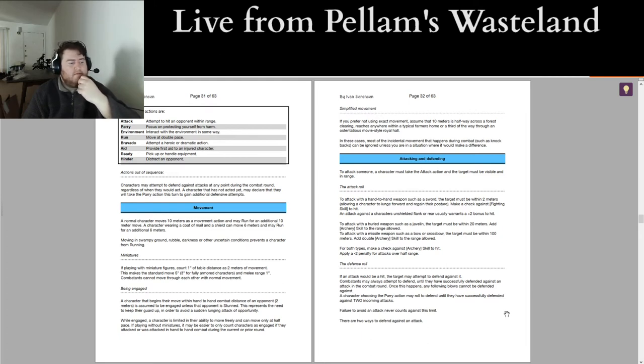And then all of the different stuff you can do. Attacking, defending. Attacking is basically just rolling under your fighting skill or your archery skill. Fighting for melee, archery for distance, any kind of distance, including javelin throwing or bows or crossbows, anything like that.